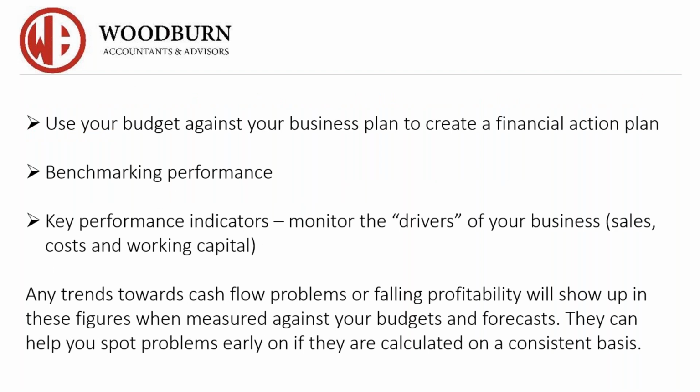Now, you've got to make sure that three things happen. You've got to use your budget against your business plan so that you have a financial action plan, okay? The budget and the business plan means you've got a financial action plan on how to move forward with your cash. You've got to have a benchmarking performance, okay? And use that as an indicator. And then you've got to also have KPIs. You've got to monitor the drivers of your business to make sure that everything is running smoothly, okay? That there are no car crashes that are happening along the way.